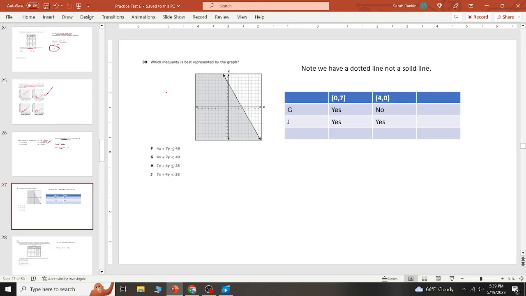Alright, which inequality is best represented on the graph? Again, an easy way to do this is to say, well, we know our y-intercept is (0, 7), so that point. First off, it's a dotted line, so we can get rid of the equal-to ones, right? And now we can see if it works for these two points, our x-intercept and our y-intercept. So for G, it's yes and no, it doesn't work, the (4, 0) doesn't work, and for J, they both work.